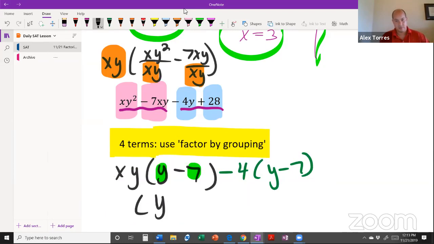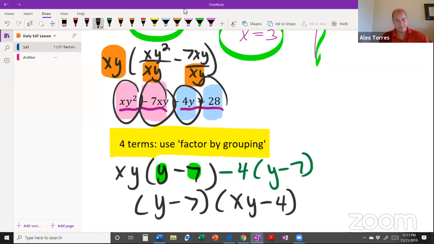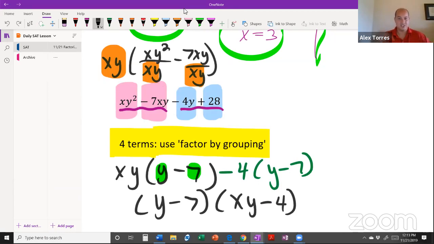So if I factor out y minus 7, it leaves me with xy minus 4. So to recap for the factor by grouping method, this is something that you want to know how to do when you see 4 terms. And the main idea of the factor by grouping method is to factor the first 2 terms, factor the second 2 terms, and then take a GCF from the results of doing all that.